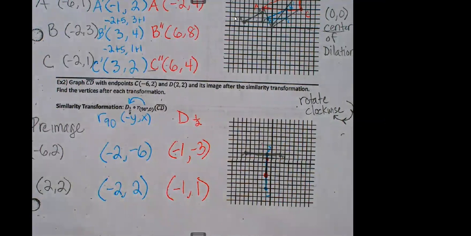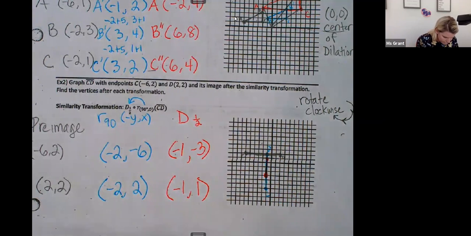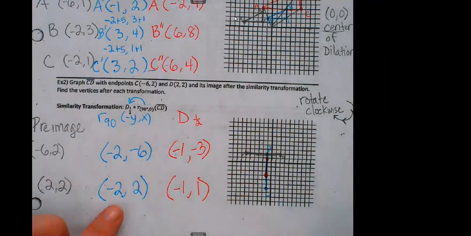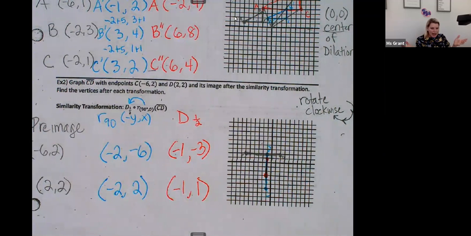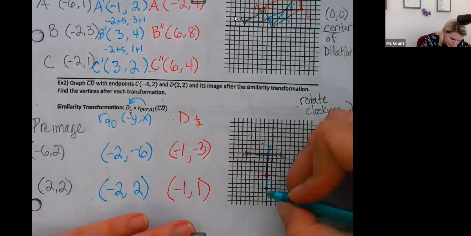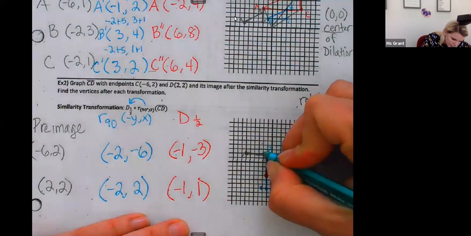Miss Grant, shouldn't the blue line be one more to the left? I don't know. Why? Because it's -2 instead of -1. Oh, no. Sorry, you're right. I messed up. Darn, that's what happens when your math teacher doesn't know how to count.